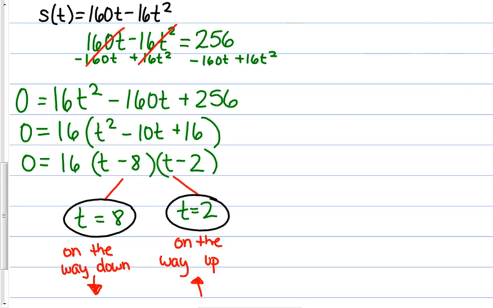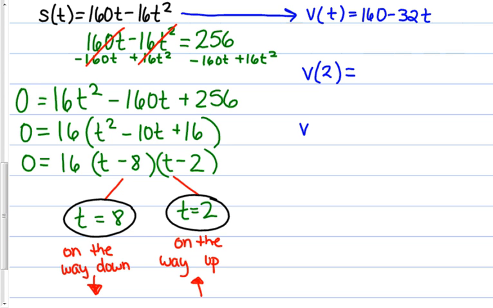So I'm trying to find the velocity and the speed. So I'm going to need the velocity function. Remember, velocity is just the derivative of the position function. So velocity is going to be 160 minus 32t. And I'm going to plug in my times, my 2 seconds and my 8 seconds. So when I plug in the 2, I get 96 feet per second. And when I plug in the 8, I get negative 96 feet per second.